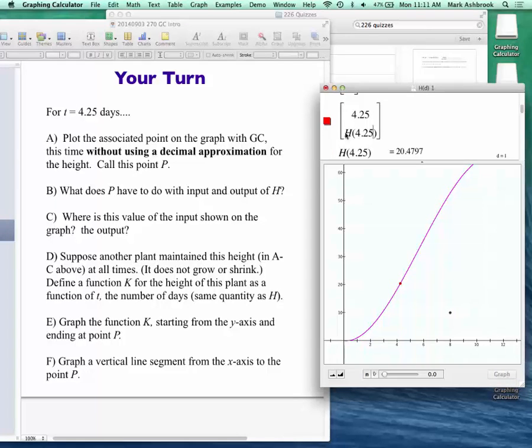Okay, so yes, the point ends up in the exact same place, but there's a difference between putting a really close decimal approximation there, which truly is not a point on the graph, and then using h of 4.25, which represents the true height at 4.25, according to the function, and that's truly a point on the graph.